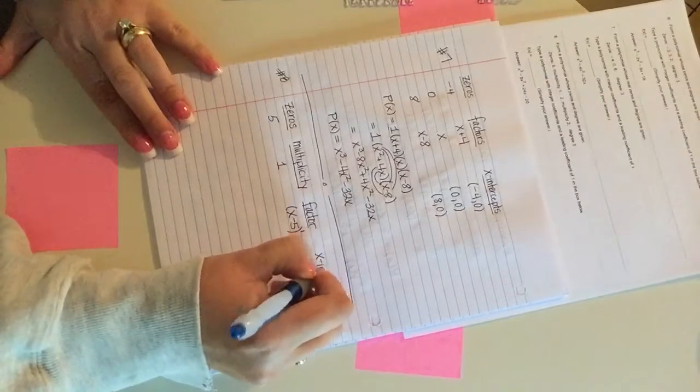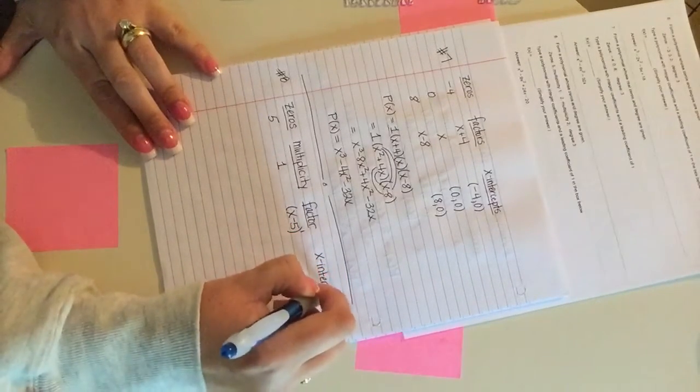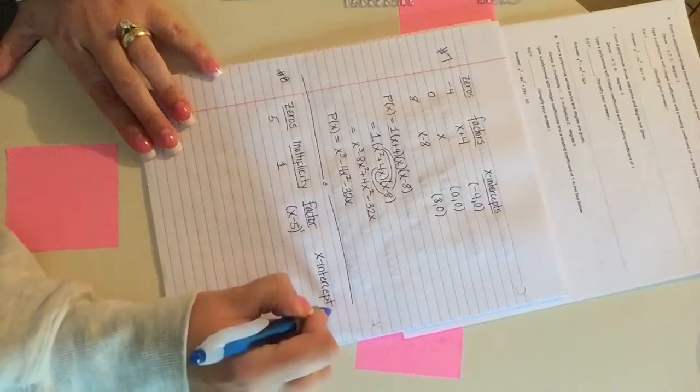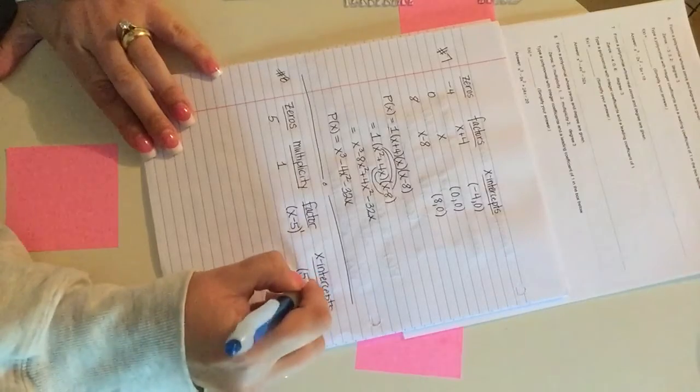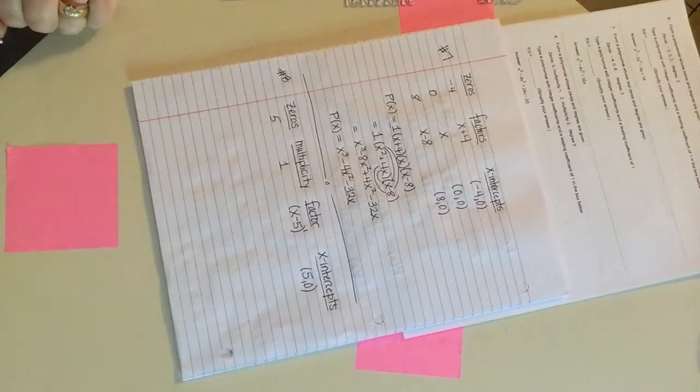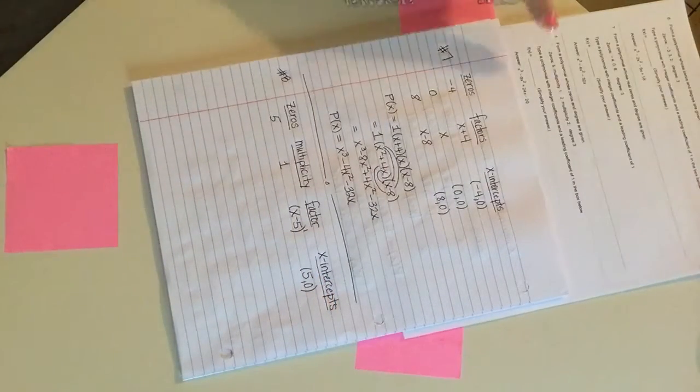Again, just to talk about it as we're going along, x-intercepts, if I was interested in graphing this, which at some point we will, the graph of the polynomial we are about to create would pass through 5, 0. All right, then it gives us another 0.